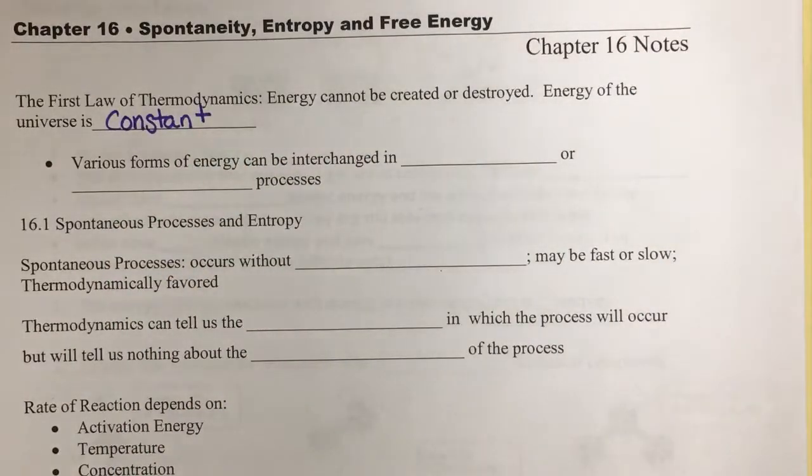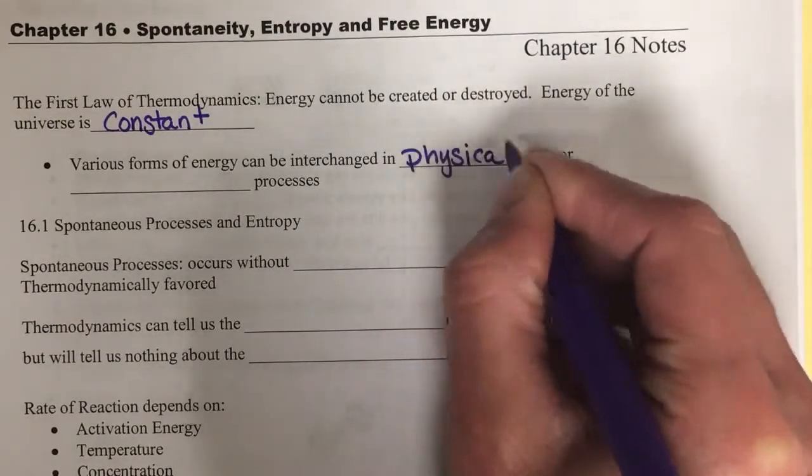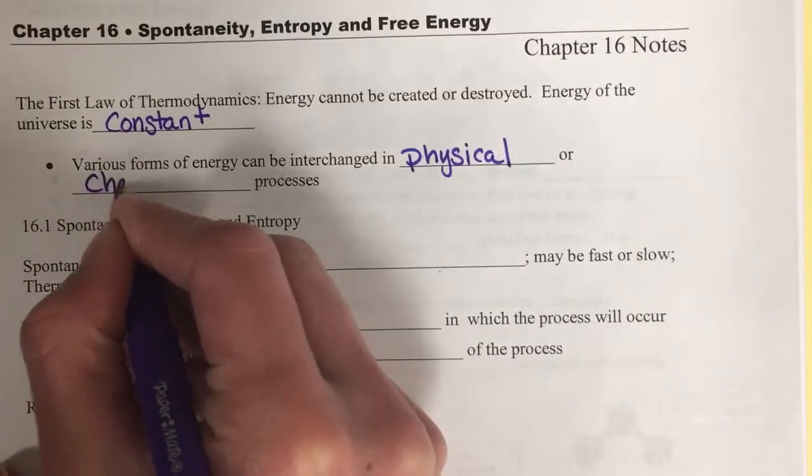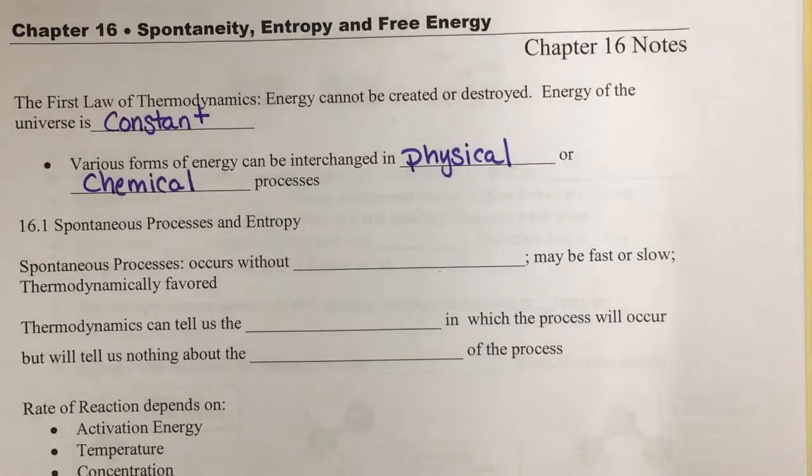Now, energy can be changed. It can change in physical or chemical processes. But the amount of energy is going to be constant. So for example, if an ice cube is melting, the ice is going to absorb energy. That energy has to come from somewhere. So the surroundings are going to lose energy, but our energy is going to be constant.